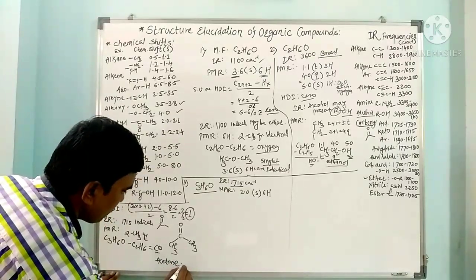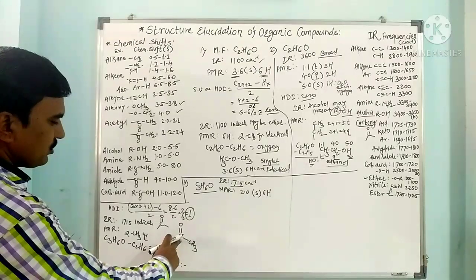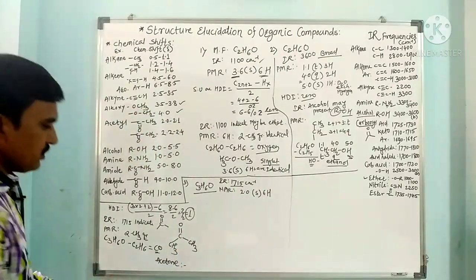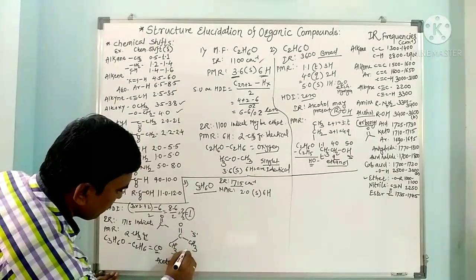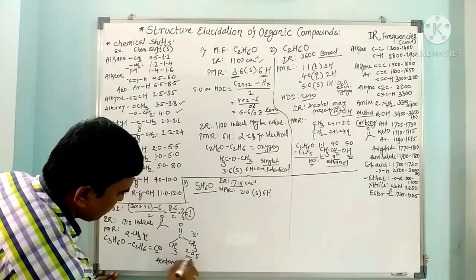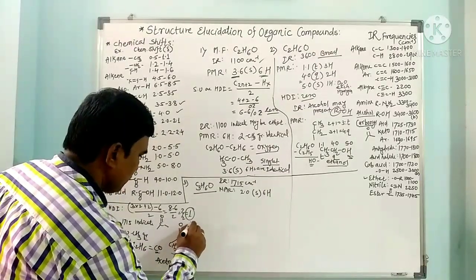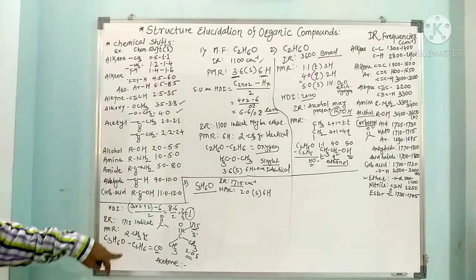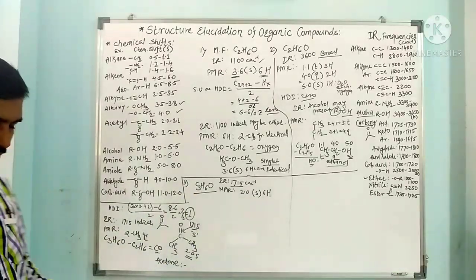So the compound is acetone or 2-propanone, CH3 attached to CO. So its chemical shift is 2.0 to 2.1, and all the 6 hydrogens give a singlet. So its chemical shift is 2.0 delta. So this is the interpretation, and this carbonyl stretching frequency is 1715 per centimeter. So in this way, we have determined the structure of this compound C3H6O.